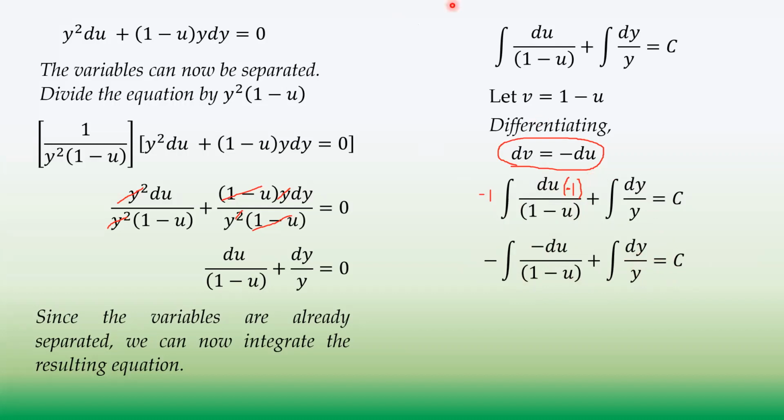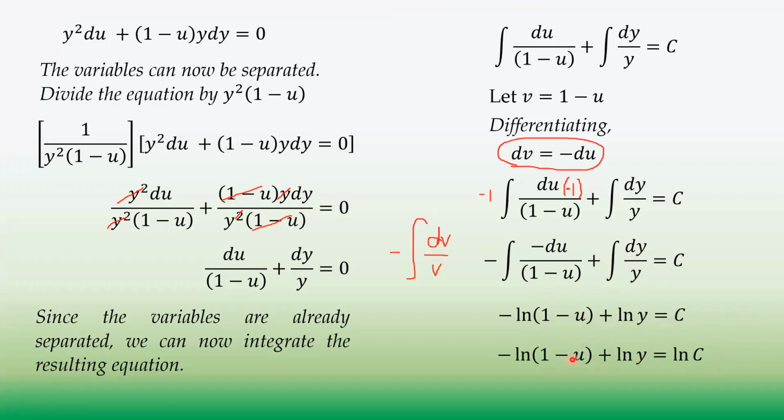Kaya ngayon, dito, ito ngayon ang katumbas ng dv. Di ba? So, meron tayo ngayong dv. Then, 1 minus u is v. So, yun. So, we have negative integral of dv over v ang katumbas nito. So, yan ay integrable by ln. Ito rin, ln to. So, we will have negative ln of 1 minus u plus ln y equals c. Since parehas siyang may ln, gawin mo ln yung c. Di ba? Negative ln of 1 minus u plus ln of y equals ln of c. Para siya mas madaling i-simplify.